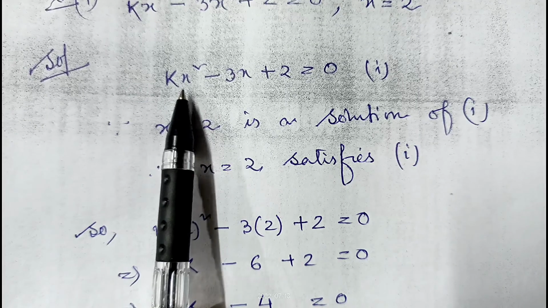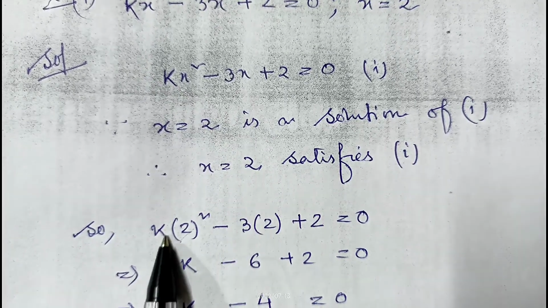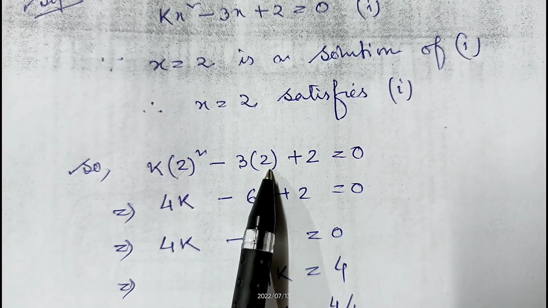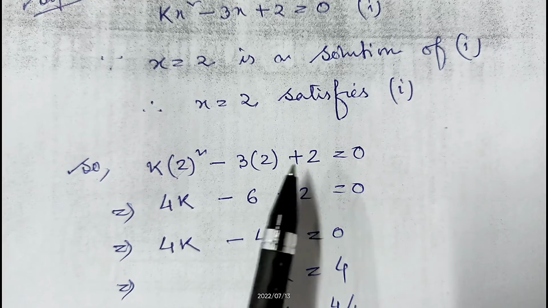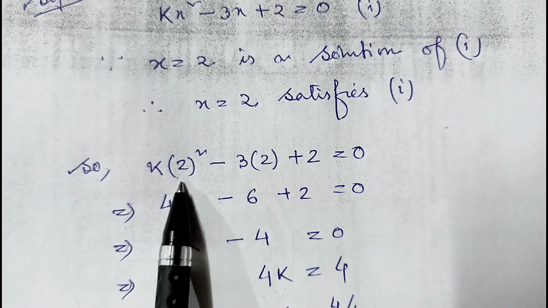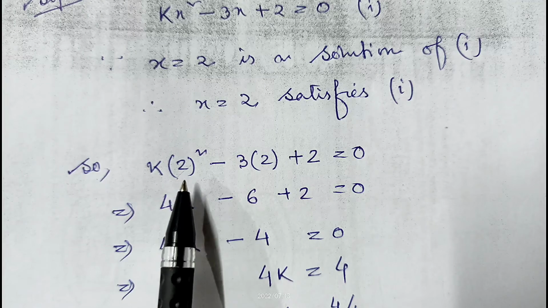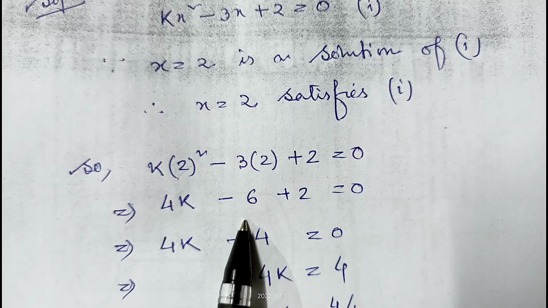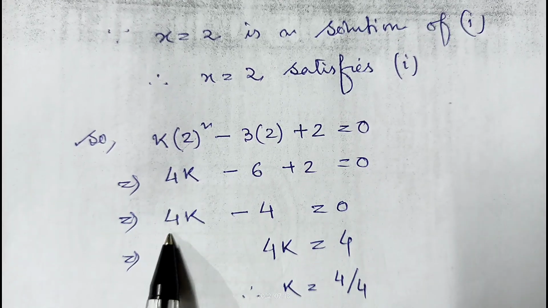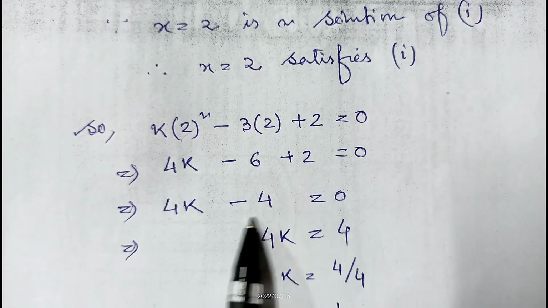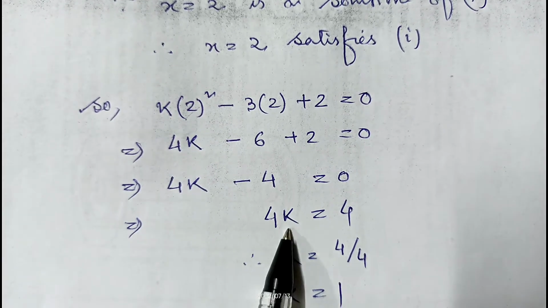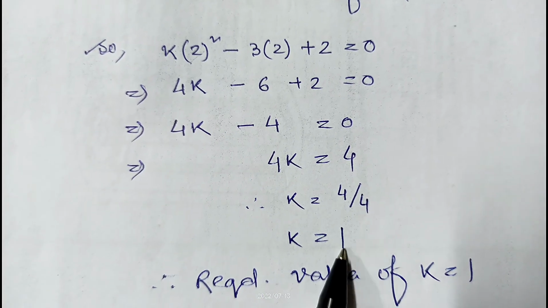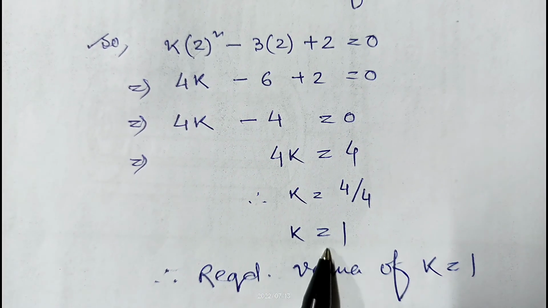So now we are going to replace this x by 2. So it will be k, instead of x square we are writing 2 square, minus 3 into 2, plus 2 equals to 0. Since 2 is a solution of this equation, it must satisfy this equation. So it will be 2 square is 4, so 4k, minus 3 into 2 is 6, plus 2 equals to 0. So it will be 4k minus 6 plus 2, it will be minus 4 equals to 0. So 4k equals to 4. K will be 4 divided by 4, 4 divided by 4 is 1. Therefore the required value of k is 1.